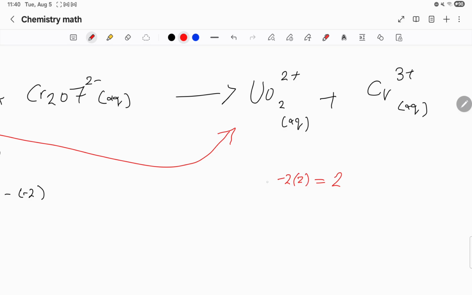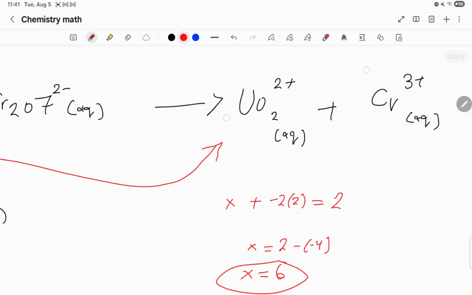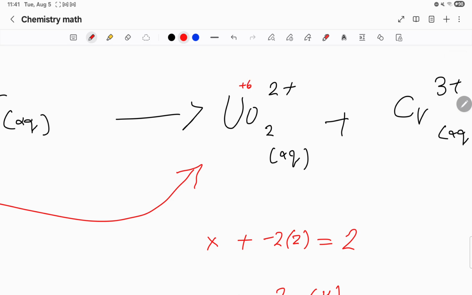So I'll do minus 2 times 2 plus x. Okay, great. So minus 2 times 2 is minus 4. We'll move it over, and we'll say it's 2 minus 4 equals to x. Right? 2 minus 4 is the same as saying 2 plus 4, which is 6. So x equals 6. So this guy is now plus 6, and this guy is minus 2, but remember, it's times 2. Okay? So we can check for that and say 6 plus minus 4 gets me positive 2.